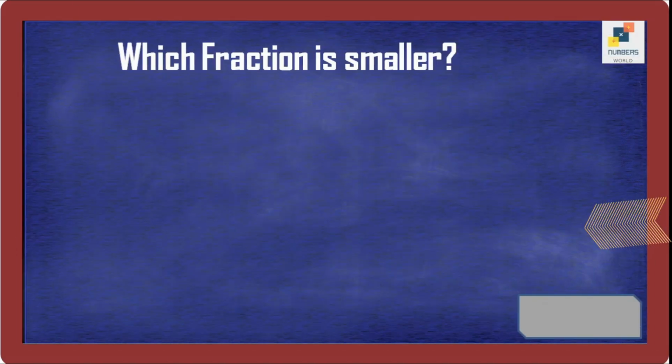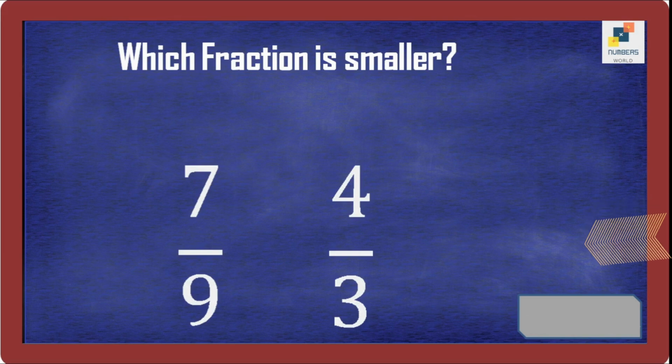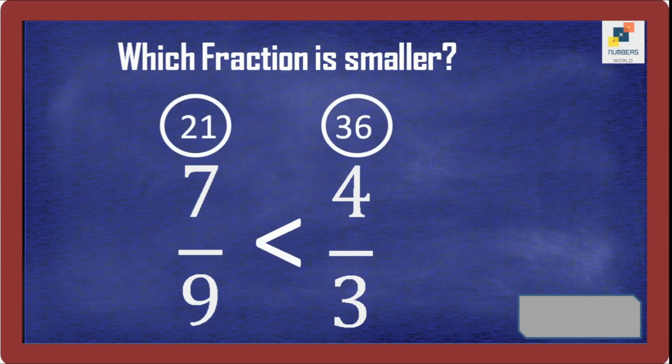Question number 3. Which fraction is smaller, 7 by 9 or 4 by 3? Your time starts now. 4 by 3 is greater than 7 by 9.